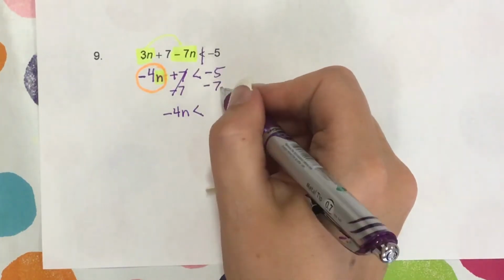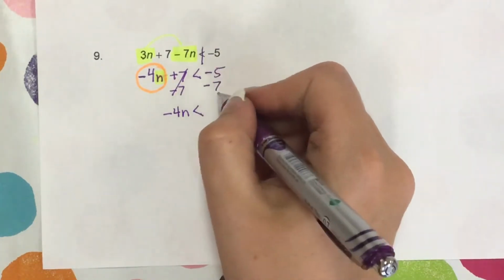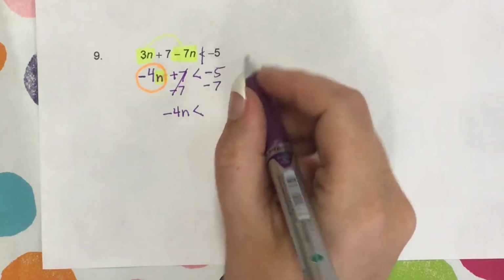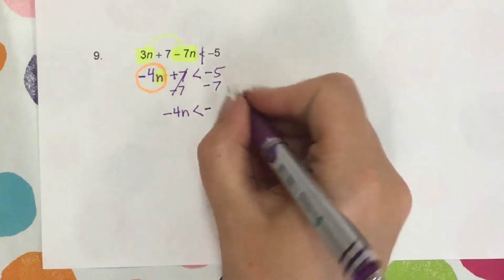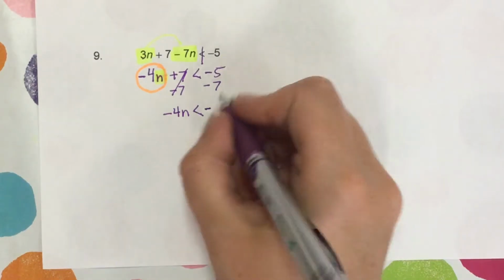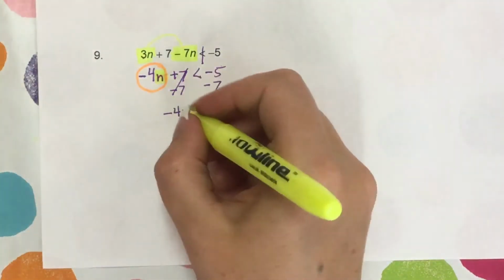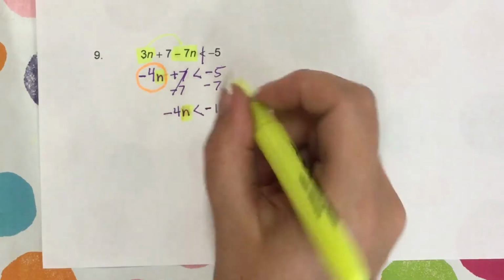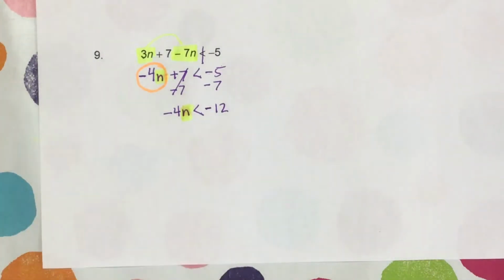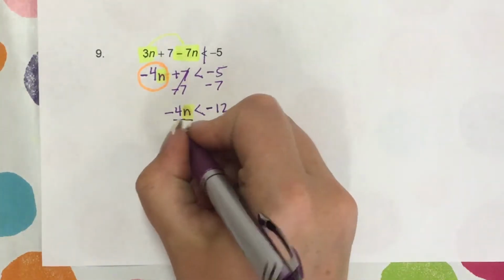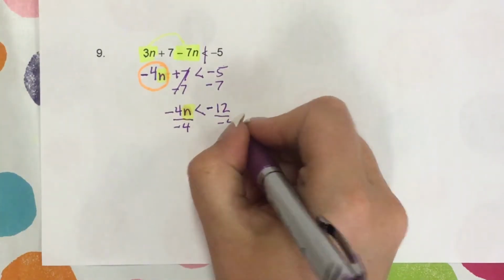So this is a negative, this is a negative. Whenever you have two negatives and you're adding together, you're going to keep the sign and you're just going to add the two numbers. 5 plus 7 is 12. So there we go. We are not done yet. We still have to get n by itself, and it's not by itself. There is a negative 4 in front of it. Well, how is the negative 4 related to n? It's related to n through multiplication. So we have to do the inverse operation of multiplication, which would be division. We have to divide both sides by negative 4.